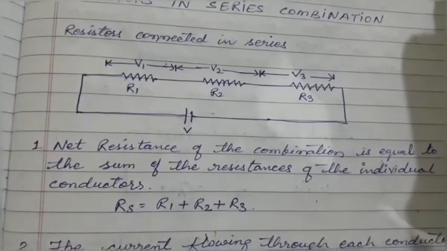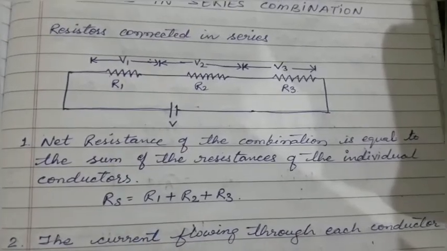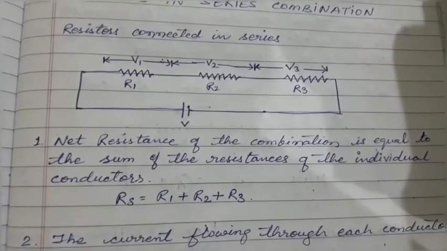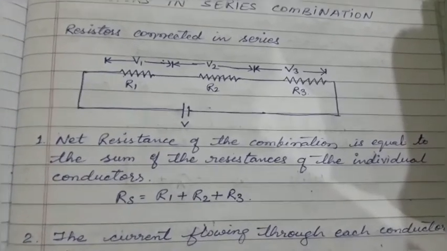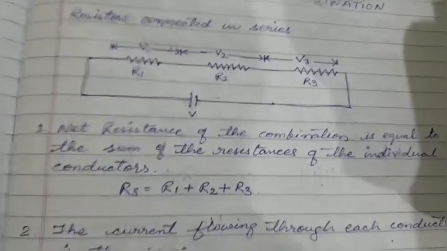If you want to find the total resistance, we will find that this is a simple mathematical addition. So Rs is equal to R1 plus R2 plus R3. I will explain this with numerical values in this video only.